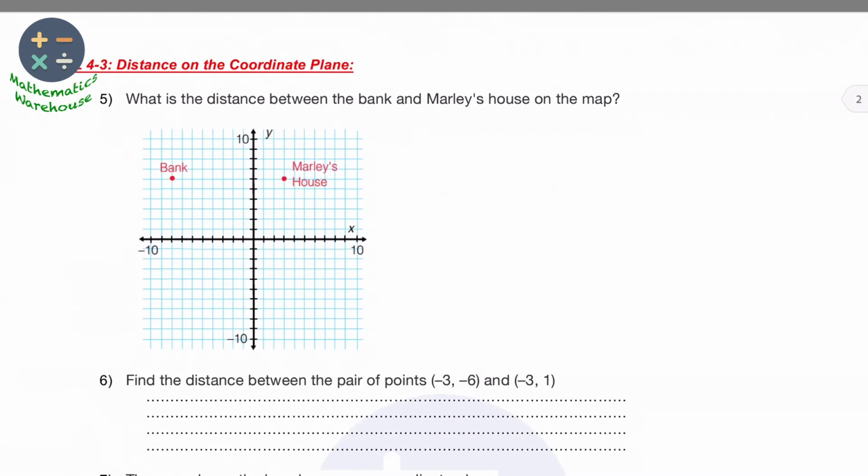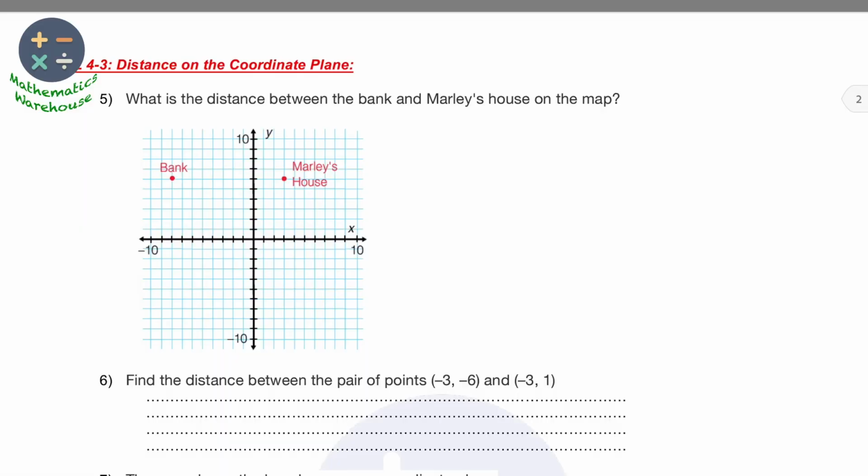Lesson 4.3: distance on the coordinate plane. To determine the distance between 2 points, we have just one of two cases: the change in x coordinate only or the change in y coordinate only. If they have the same sign, we would subtract their absolute values. If they have different signs, we would add their absolute values. What is the distance between the bank and Marley's house on the map?